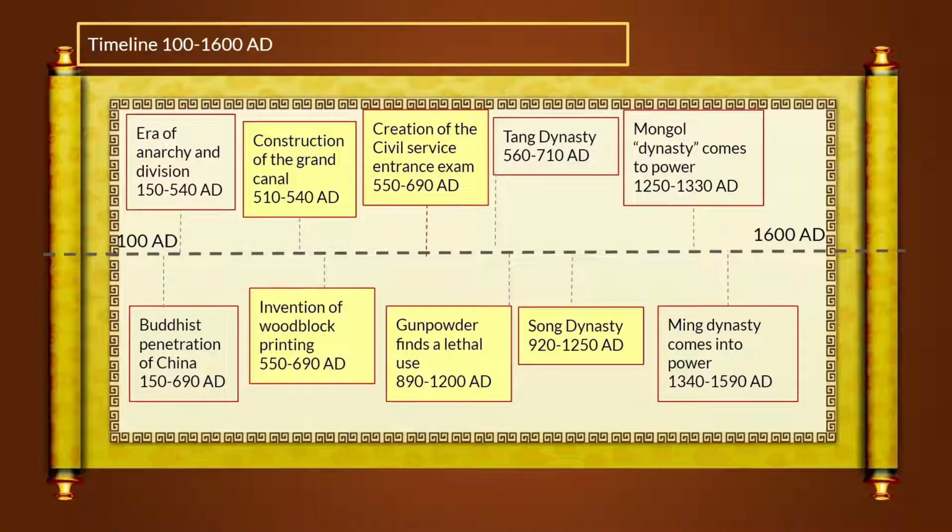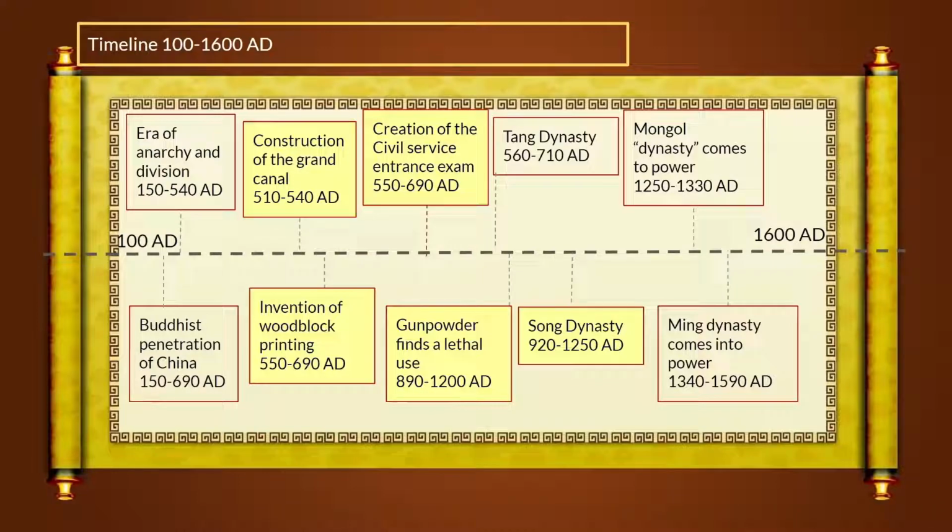Our timeline, which spans all the way from 100 to 1600 AD, starts at 100 AD on the far left, which begins with the Buddhist penetration of China and the era of anarchy and division, from 150 to 540 AD, and the Buddhist penetration lasting all the way till 690 AD. The construction of the Grand Canal from 510 to 540 AD, and the invention of woodblock printing. These both would increase communications, not worldwide, but more just East Asia-wide.